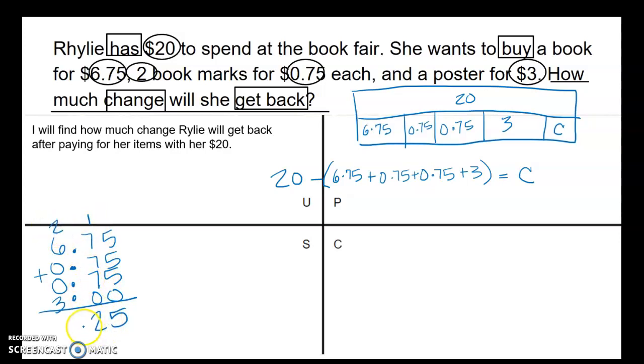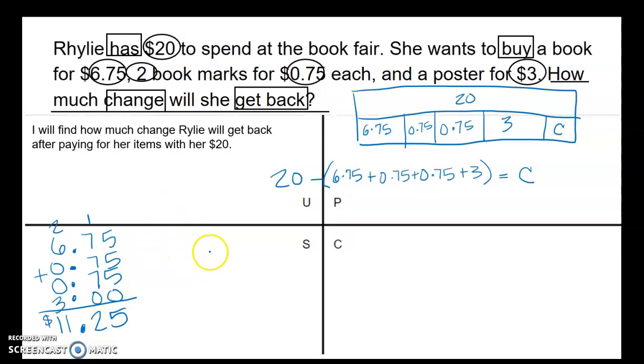I'm going to bring my decimal point down. 6, 7, 8, 9, 10, 11. Alright, so she spent $11.25 on her book, her 2 bookmarks, and her poster. But that's not what we want to know. We want to know the change, the amount of change she will get back.